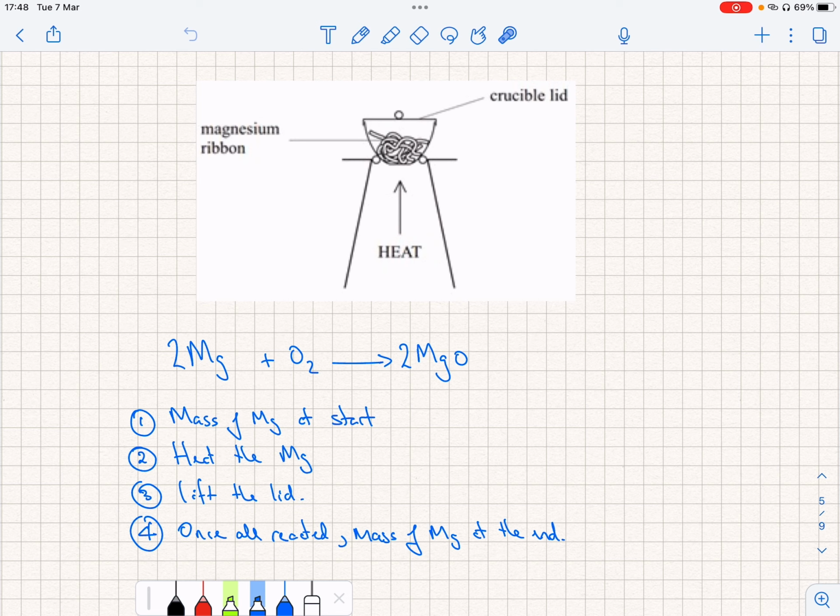So you heat it up, you keep heating it, you lift the lid, and you're going to let the oxygen in and you're going to let the magnesium react. And you keep doing that until all the magnesium has actually reacted. Now, it's quite hard to tell when that is.